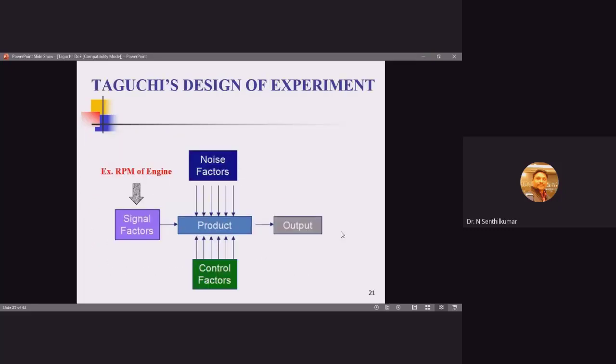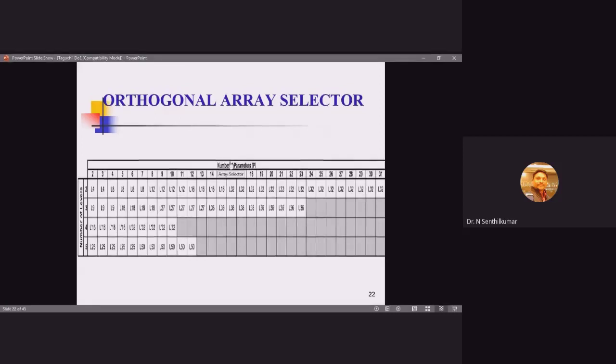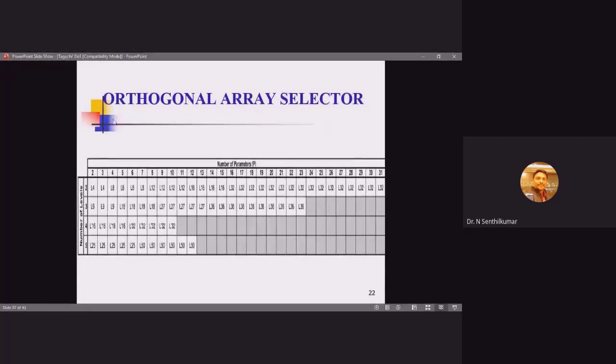So here, the signal to the product, the control factors which I can control, the signal factors, the outputs. Here I am unable to control the noise factors, so the noise factors should be as low as possible. So this is the array selector for Taguchi's design. At the top you can see the number of parameters, and at the side, in the column, you can see the number of levels. So for two parameters varied to two levels, we can see L4, so 4 experimental runs.